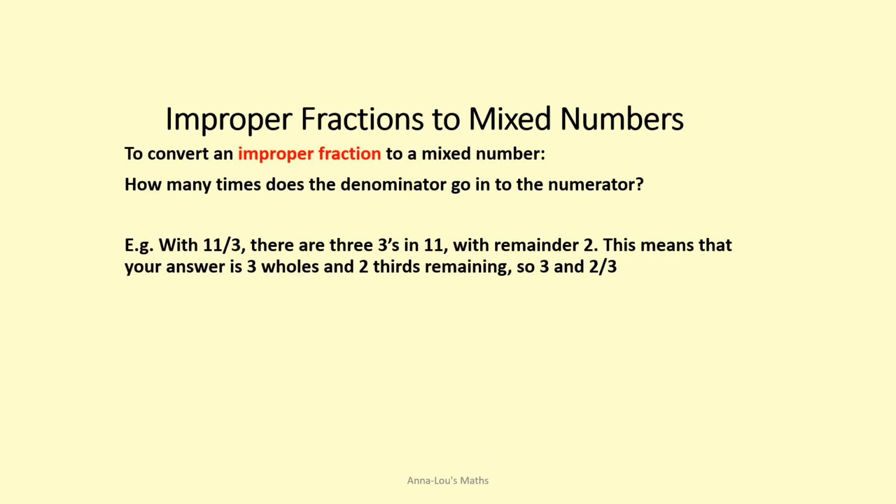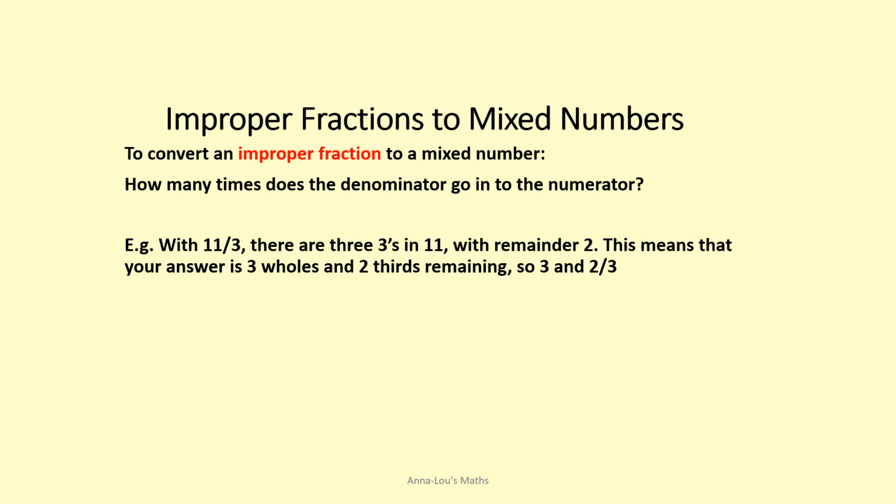So converting an improper fraction to a mixed number. What I need to do is, let's look at 11/3. How many times does my denominator go into my numerator? So how many 3's are in 11? There's 3 3's in 11: 3, 6, 9. So there's 3 3's in 11 and a remainder of 2. So that would give me a final answer of 3 wholes and 2/3.